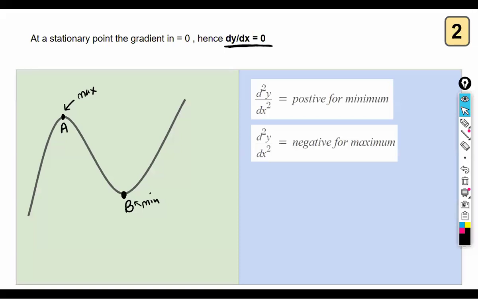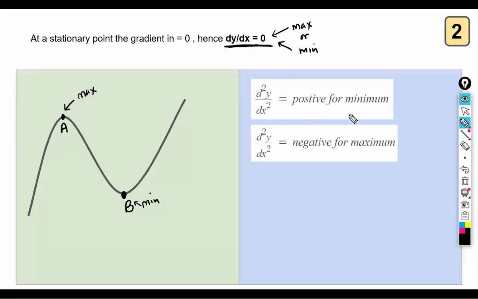Because a maximum or minimum point has a gradient of 0. So how do you figure out which one I'm talking about? There must be a certain way to figure out whether it's a maximum or a minimum, and differentiation has a method. At a maximum or minimum, dy/dx will be equal to 0.